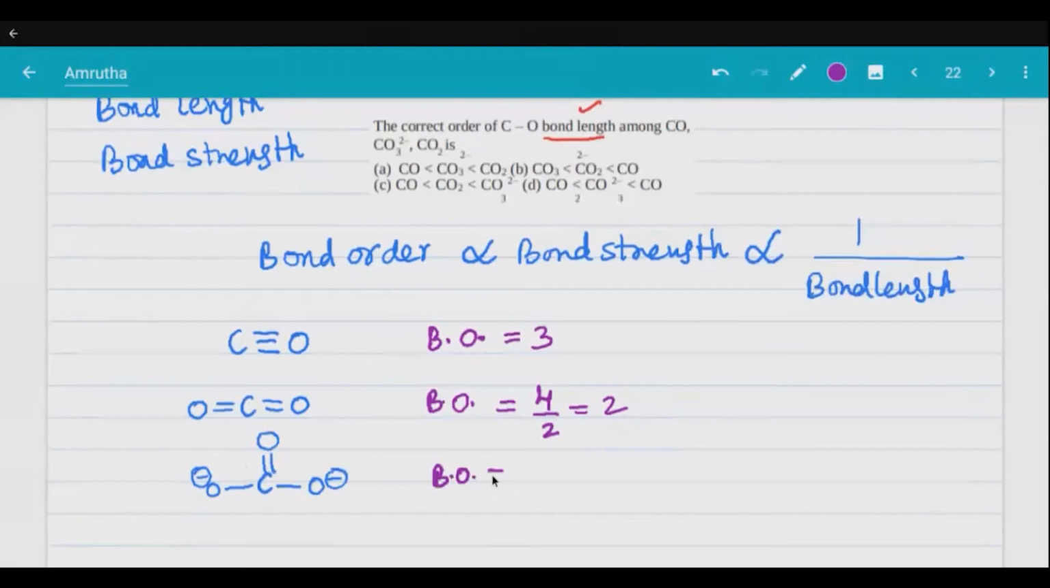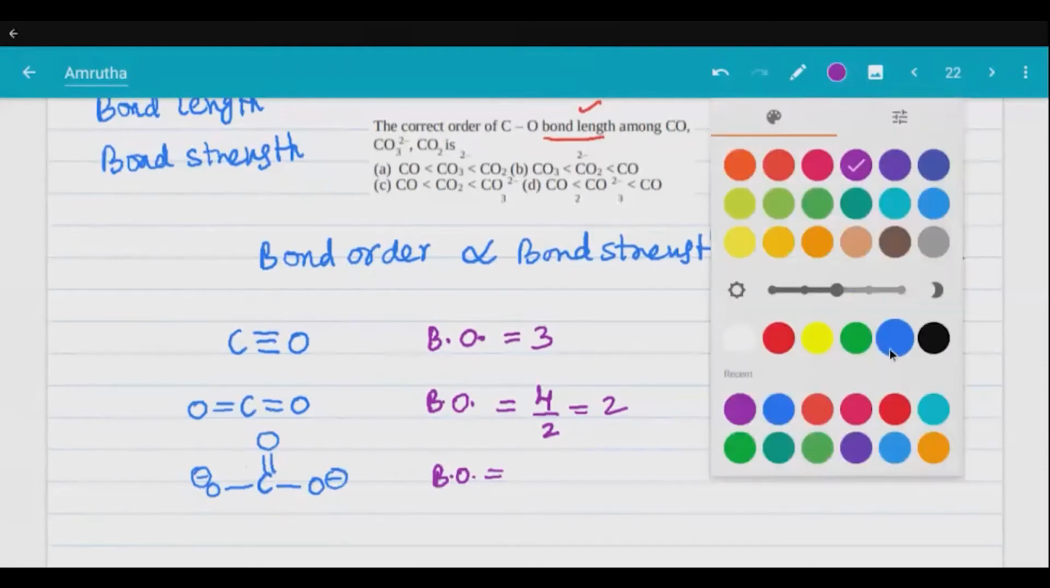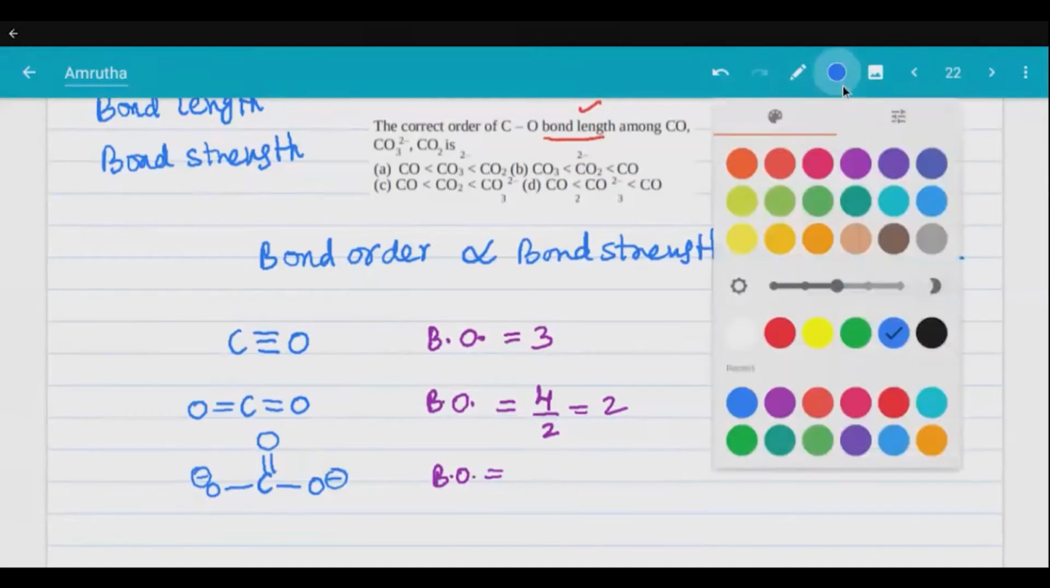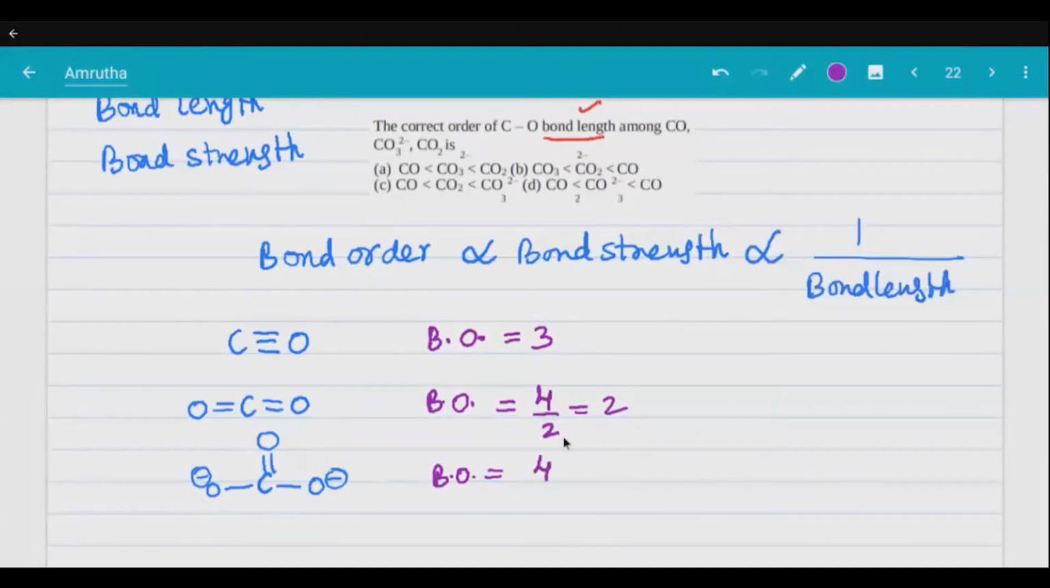Bond order is equal to how many bonds are there total? Sir, we can see 4 bonds. Yes, there are 4 bonds. How many atoms are sharing? Very simple trick we discussed in the first question, right? 4 by 3. Very good. 4 by 3, that means 1.33.